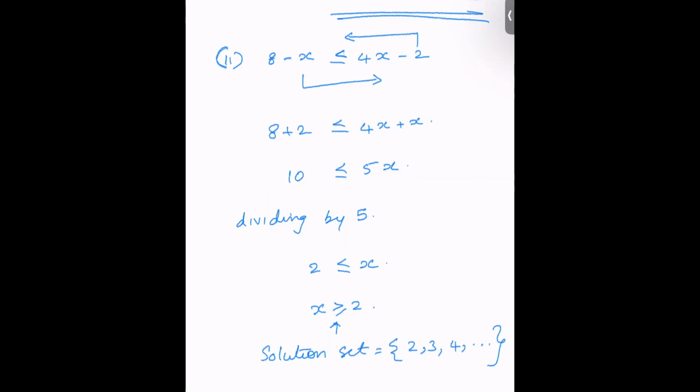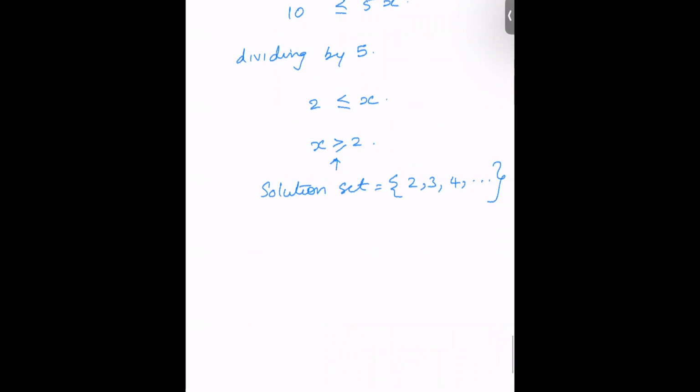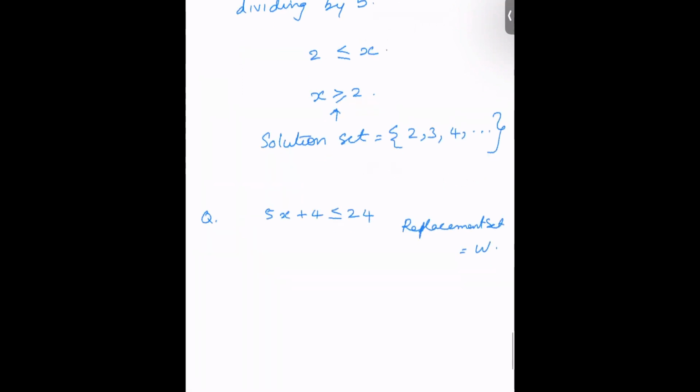If the replacement set is the set of whole numbers, find the solution set of 5x plus 4 less than or equal to 24. What is your replacement set? Replacement set is whole numbers, W, remember that. So 5x plus 4 less than or equal to 24. 5x less than or equal to 24 minus 4. So 5x less than or equal to 20. X is less than or equal to 4.